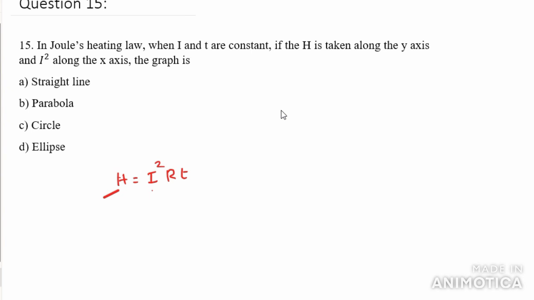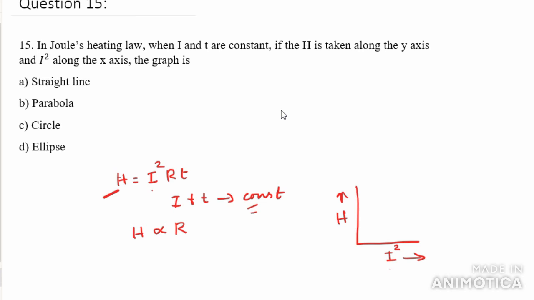So in the question, I and T are constant. So H here varies with resistance. But they have asked for the graph with H taken along the y-axis and I square taken along the x-axis. I is constant, it is given, therefore I square is also constant, and the graph will be like this. So it is a straight line. The graph is a straight line. So the option is A.